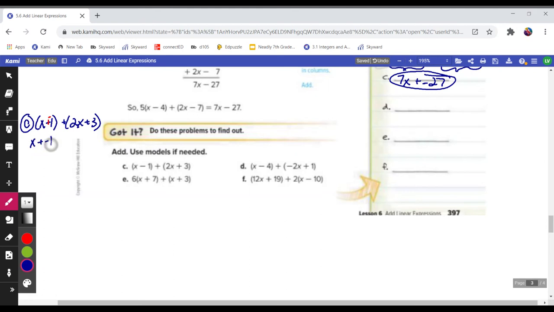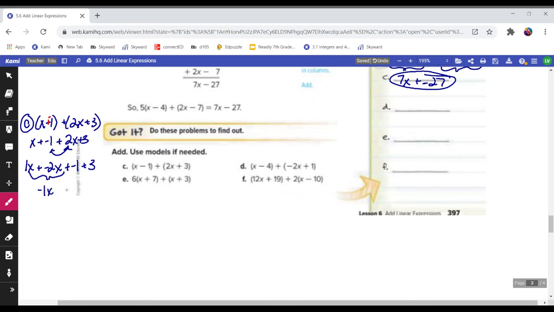This becomes x plus negative 1 plus 2x plus 3. Commutative property of addition, I change the order. X plus 2x plus negative 1 plus 3. Combining my like terms, I'm going to put an imaginary 1 in front of that x. Positive 1x plus a negative 2x is a negative 1x. Plus negative 1 plus 3 is 2. So you keep your answer as negative 1x plus 2, or you could have it as negative x plus 2.